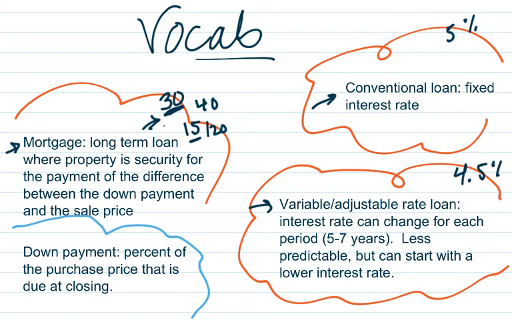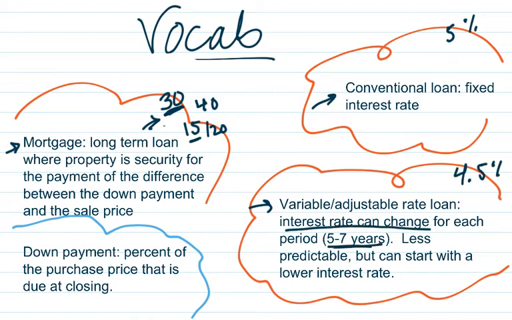And 0.5% might not sound like very much, but the cost of houses is so significantly large that 0.5% can have a huge impact on your total amount that you spend on paying off your house in the long term, or in the long run. However, a variable adjustable rate loan can change. The interest rate can change.